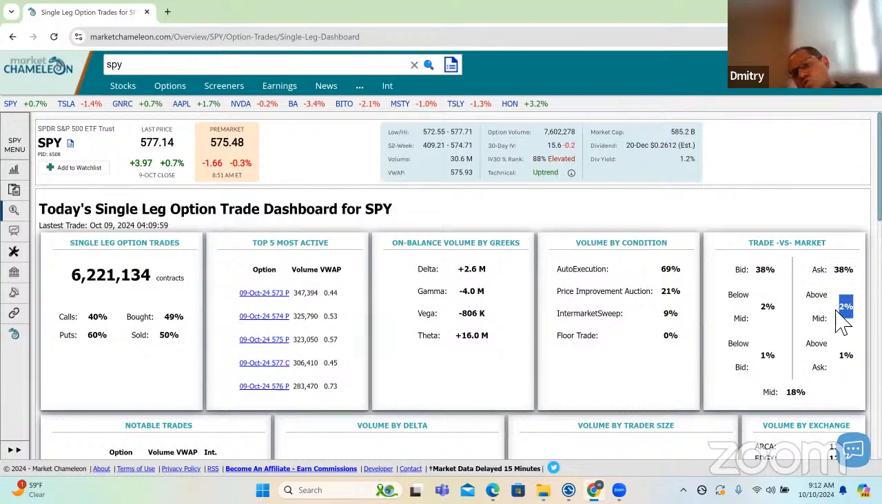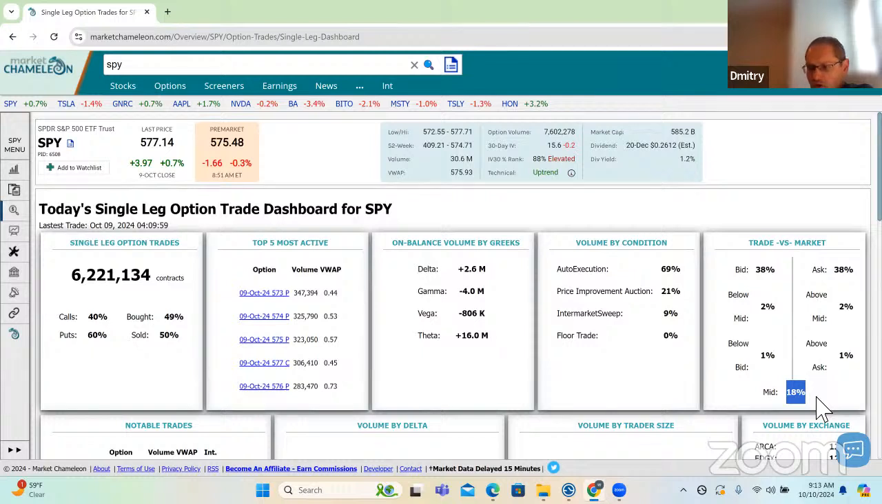Then we have, oh, I'm sorry, that was the mid. Yeah, then we have the midpoint, which is where it traded right in between the bid and the offer. And that represented 18% of the traded volume. And that indicates to us that there's a decent amount of liquidity in there where there's an opportunity to get an execution that's in between the markets.